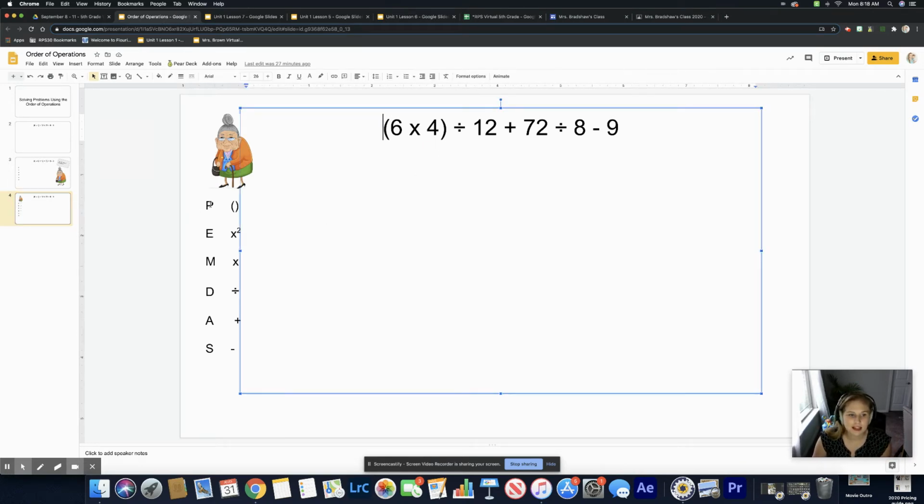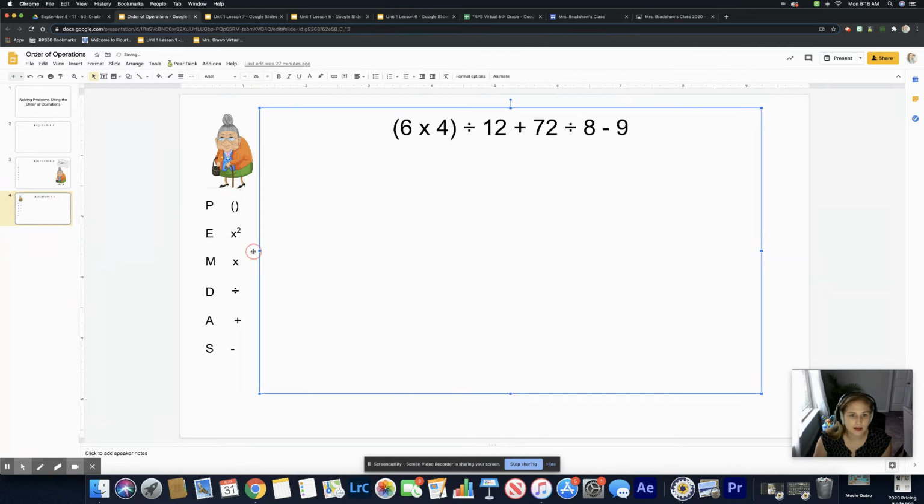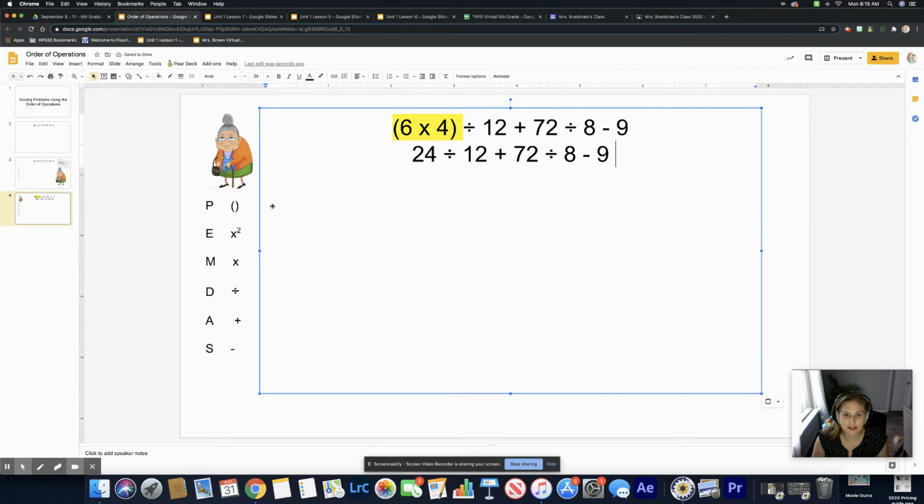So the first thing that I'm going to solve according to this would be parentheses. So I'm going to solve this part first. So I'm going to go down, and I know 6 times 4 is 24, and then I'm just going to rewrite the rest of the problem. And the reason I rewrite the rest of the problem is so I don't miss any steps. So I did my parentheses, check. Then I need to do exponents, but there are not any exponents in this problem.